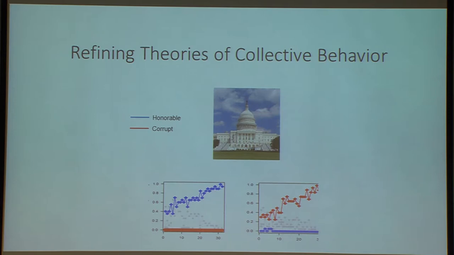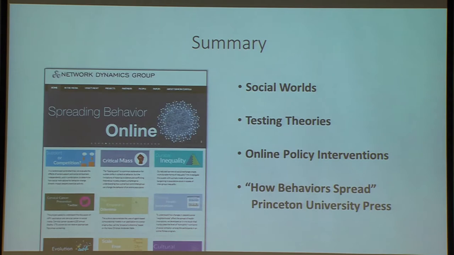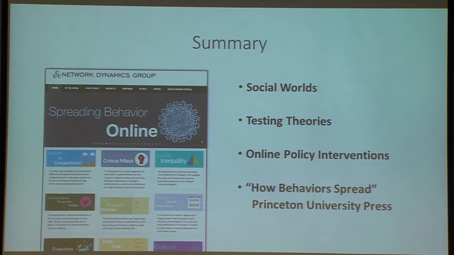So when we think about this for policy, some of the applications we've worked on include Jingwen's project on pen shape and the way we can structure networks to influence exercise behavior, but also another project, actually all three of these Jingwen is working on, with IUDs and looking at how we can use these networks to influence birth control decisions and also cervical cancer prevention and HPV vaccination. So in summary, we can think about creating social worlds online and then testing really large-scale theories of collective behavior in these spaces, and then thinking about what that means for policy interventions. All of this will be discussed at length in the forthcoming book, How Behaviors Spread. Okay, thank you.